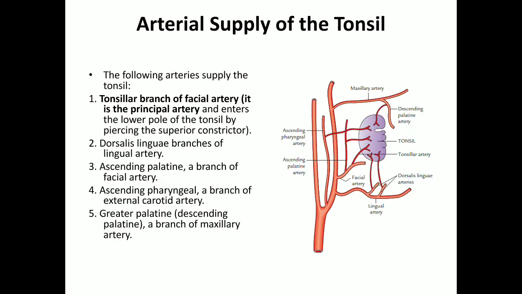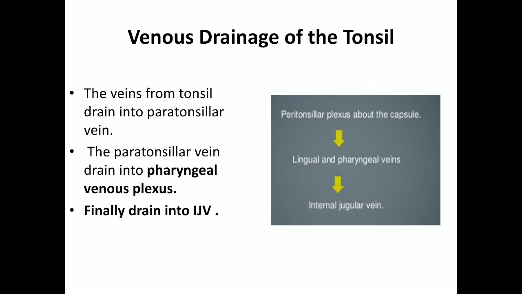Now coming to the venous drainage. Venous blood from the tonsil will enter into the paratonsillar veins, and that forms a plexus around it, and from that peritonsillar plexus the blood will enter into the lingual vein or the pharyngeal veins, and that will enter into the pharyngeal venous plexus, and finally from the pharyngeal venous plexus blood will enter into the internal jugular vein. So finally the venous blood will enter into the internal jugular vein.